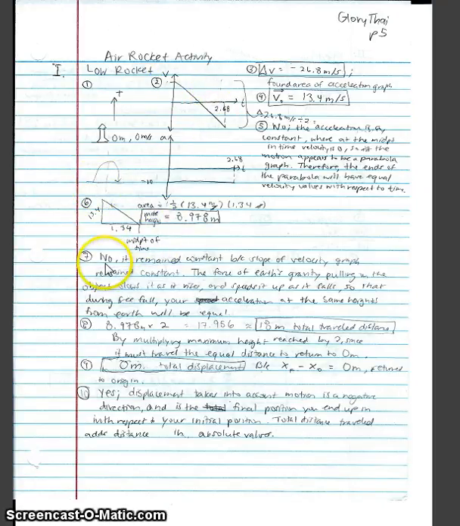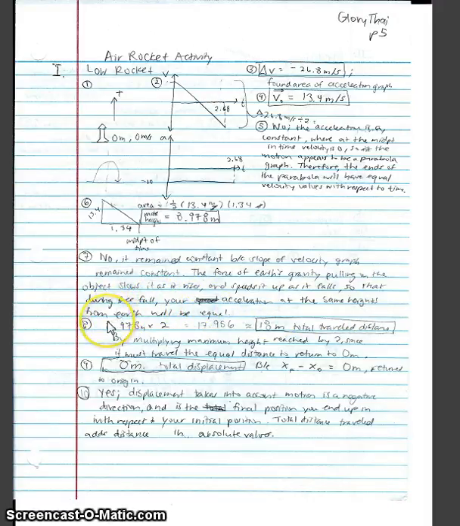And for number 7, was the acceleration different when the rocket reached maximum height? Explain your reasoning. And I said that the acceleration was not different, and it remained constant because the slope of the velocity graph remained constant. The force of the Earth's gravity pulling at the object slows it as it rises and speeds it up as it falls, so that during the free fall, your acceleration at the same height from the Earth will be equal.